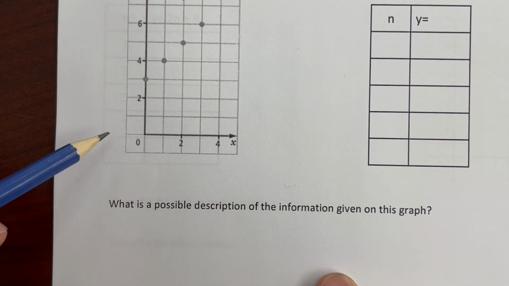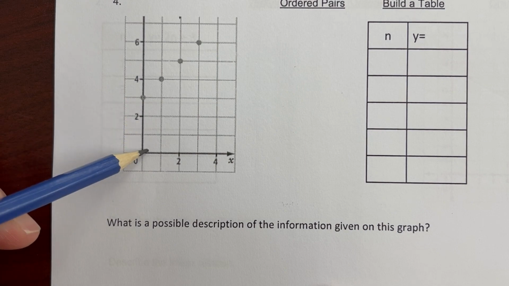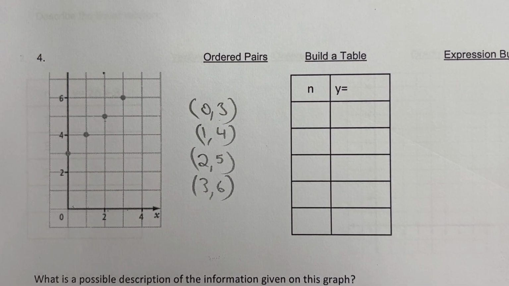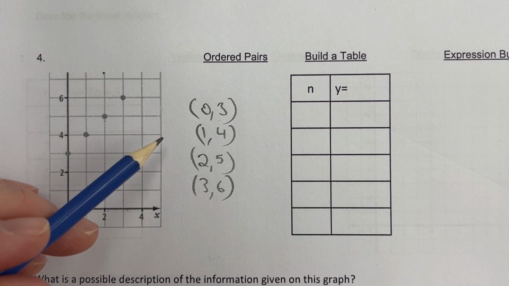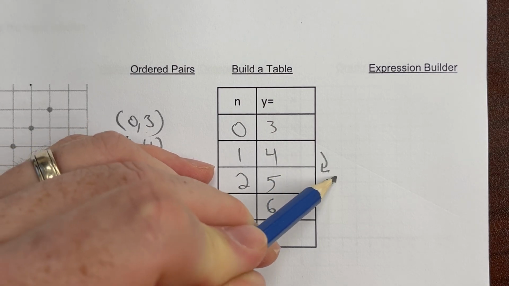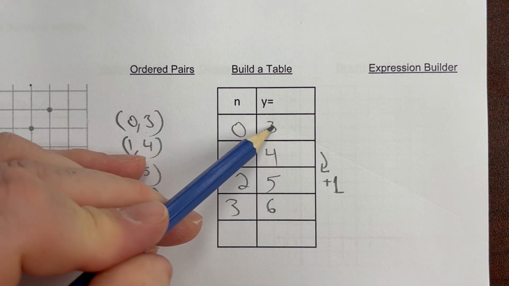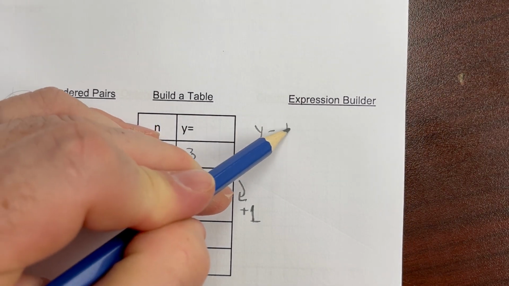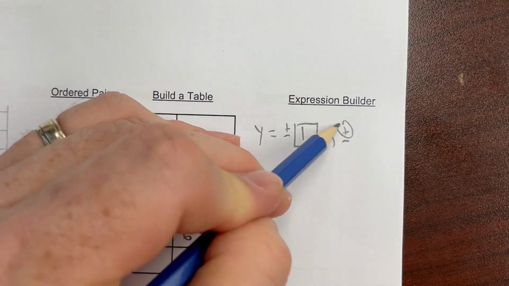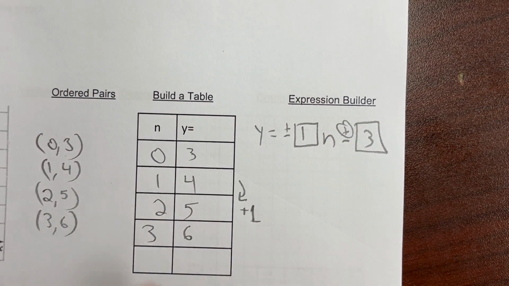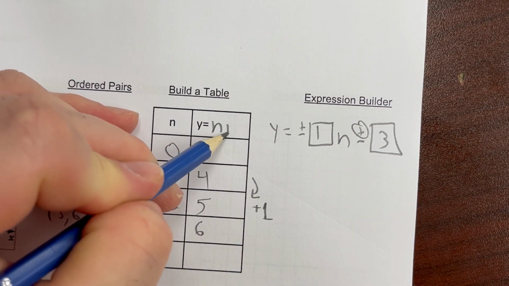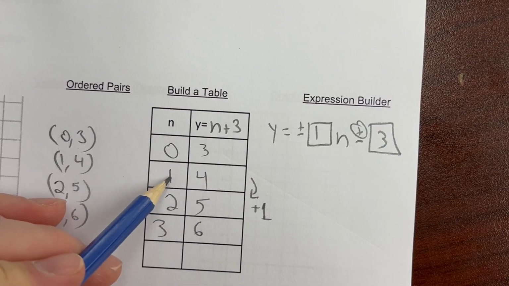So our ordered pairs, 0 and 3, 1 and 4, 2 and 5, 3 and 6. Okay, so there's our ordered pairs. Again, we can put that into the table. What's this increase? Plus 1. Okay, so now we're going to use the expression builder. y equals plus 1n, and it's going to be a positive 3. So it's going to be n plus 3, which works.